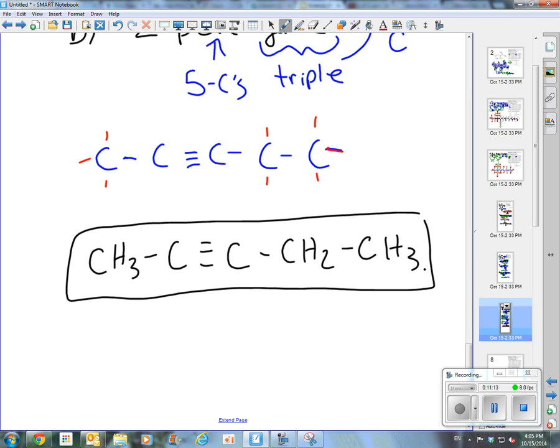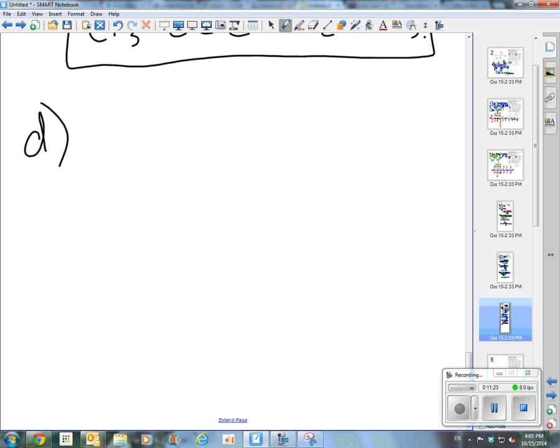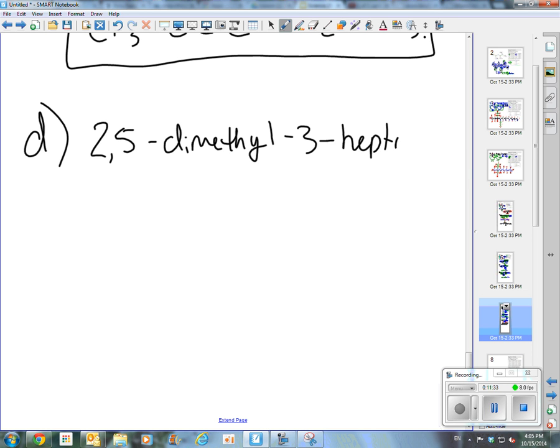So just to do one more problem, making it a little bit more difficult here, we're going to do 29D. 29D reads 2,5-dimethyl-3-heptyne. So just to decode this again a little bit.